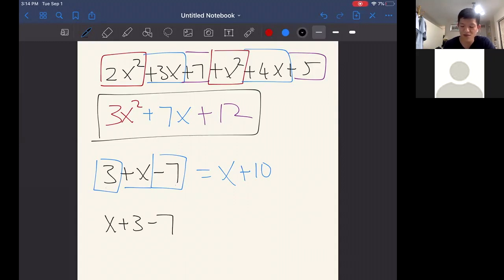And 3 minus 7 is not 10. That's actually equal to negative 4. So this is actually equal to x minus 4, not this. Okay? So look at what kind of sign there is, and then do the operation correctly using the sign. Okay? That's it.